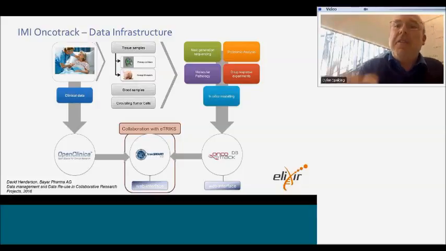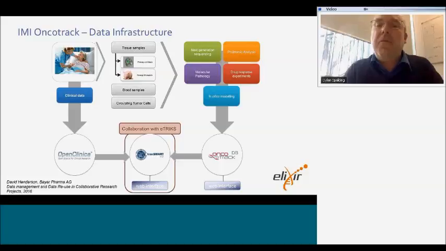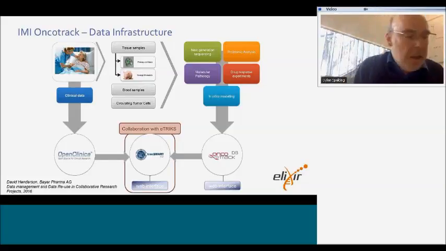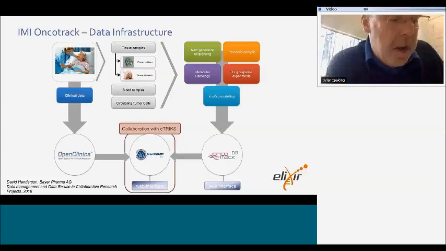And these include the analyses performed on the samples and blood samples and tumour cells. And as I said earlier, these are next generation sequencing, proteomic analysis, and so on. A subset of the data from the OncoTrack DB and OpenClinica DB was stored within the tranSMART data warehouse, which was hosted by the other IMI project, EGA.